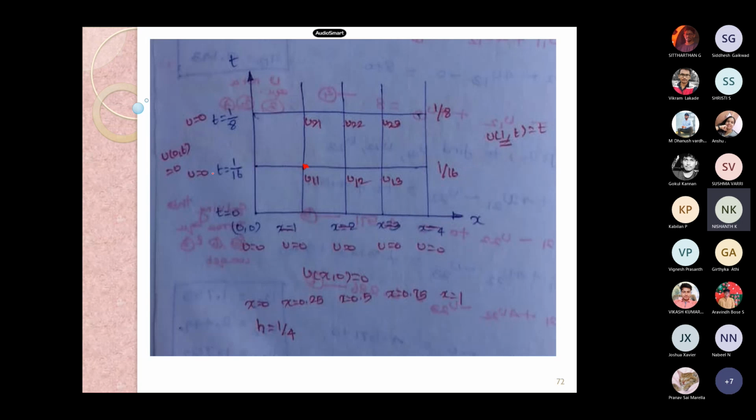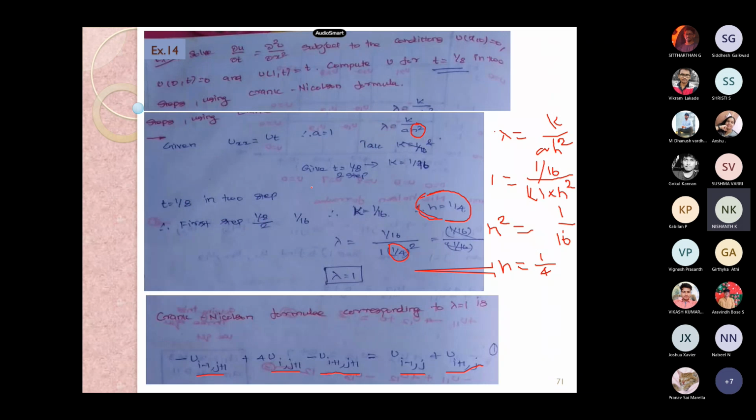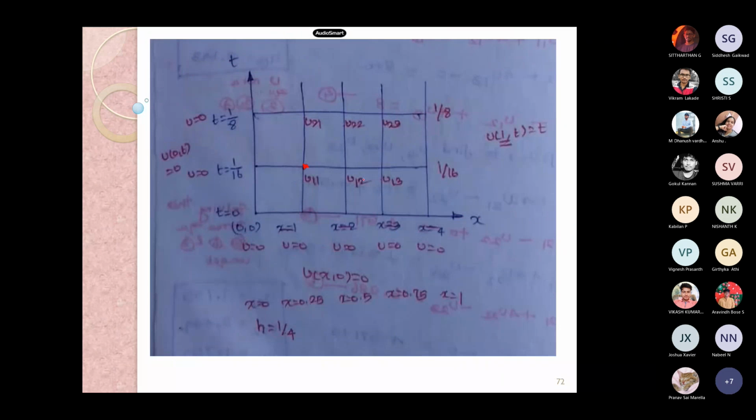Okay. Here U is 0. Therefore, we need to begin with 0. 0 minus 4. What is the formula? Yes, 4U11 minus U12 is equal to, here we have 0, and as well here we have 0. That is our first equation.